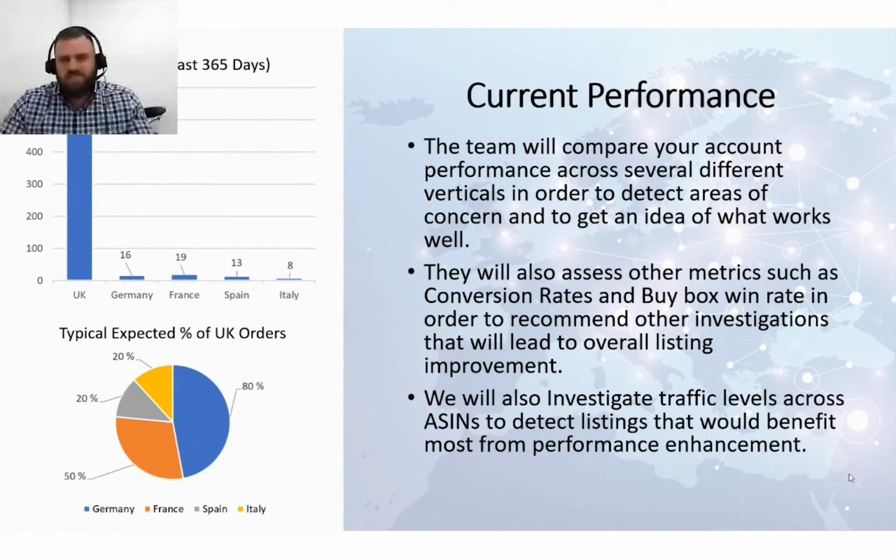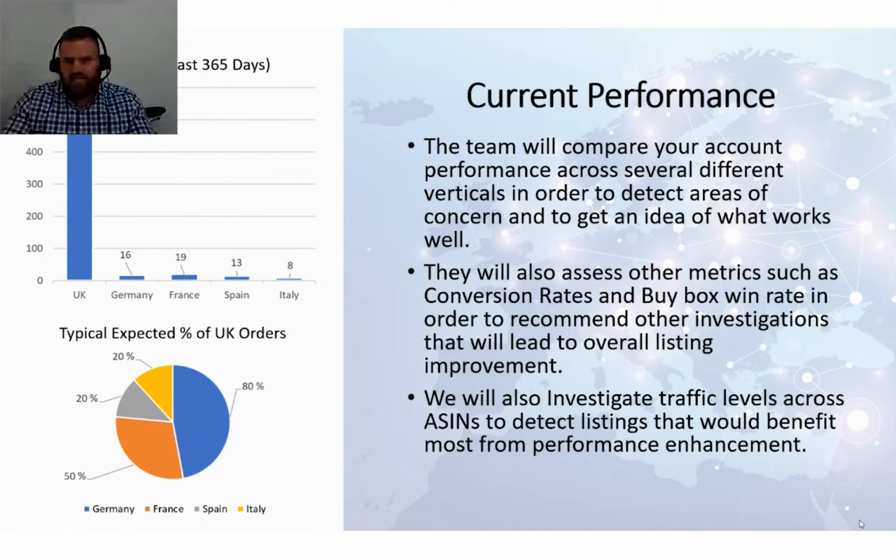So starting with current performance, basically our team will compare your account performance across different verticals. When we talk about different verticals, it's dependent on the type of account that we're looking into. So that could mean by different region, by sales period, or by product category. So it really just gives us a good overview on how your account has historically performed, and it can also give us a good guide to where the areas of concern are that we can add value to.